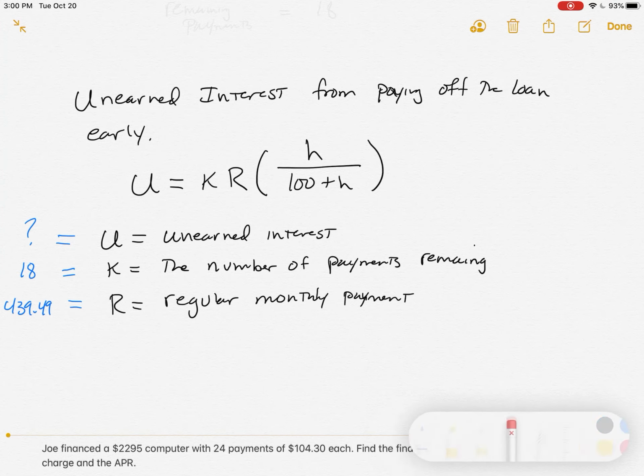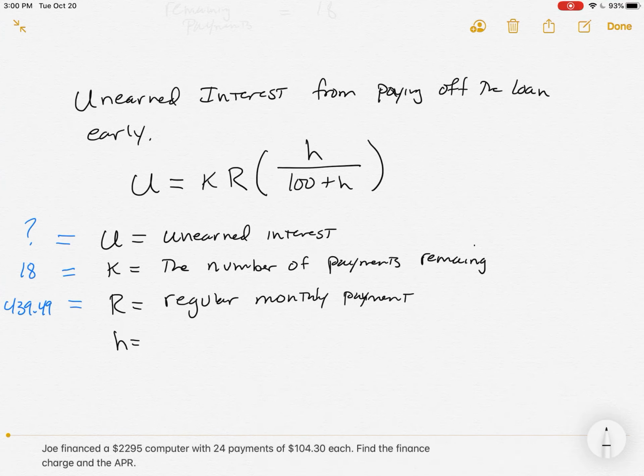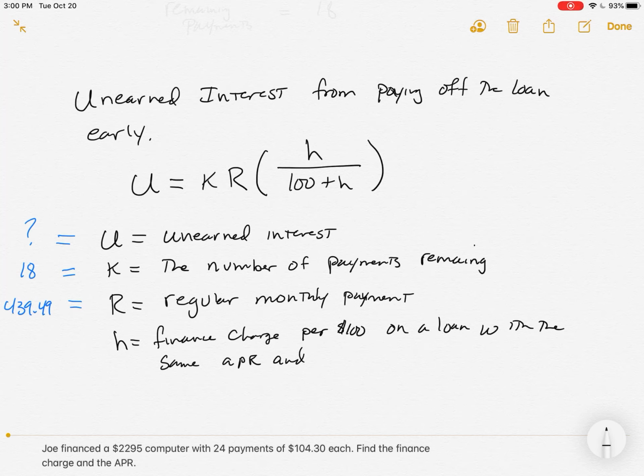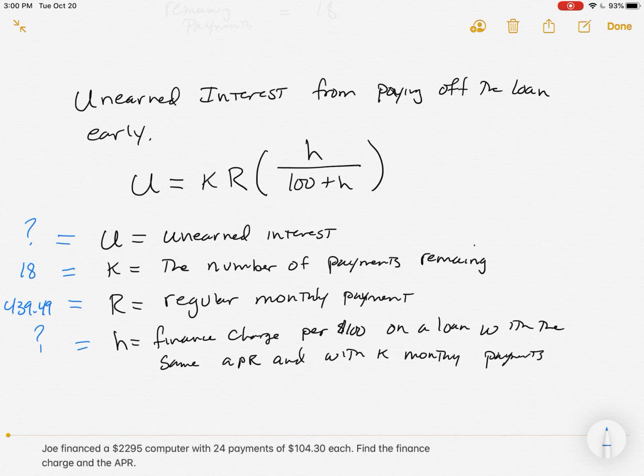Keep everything color-coded the same way. So H is the finance charge per $100 on a loan with the same APR and with K monthly payments. So we don't know what H is. We have no idea. That's what they're asking us to find first.